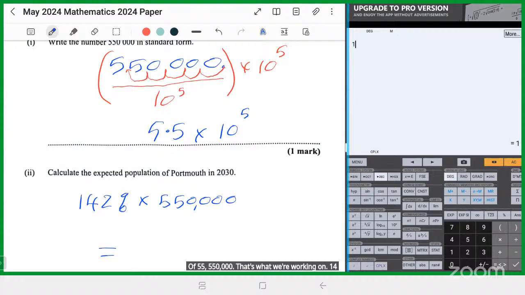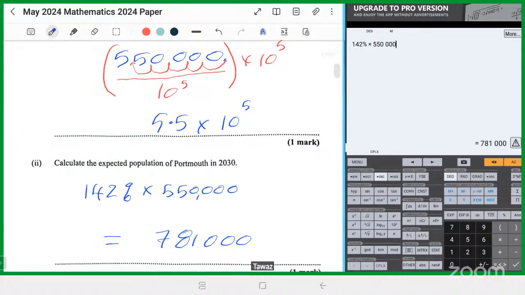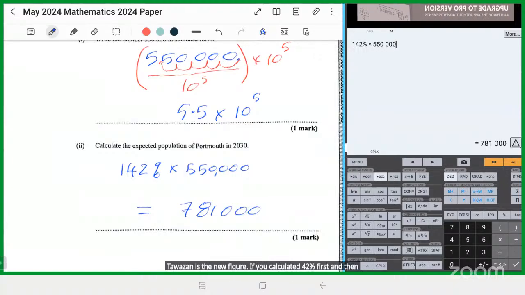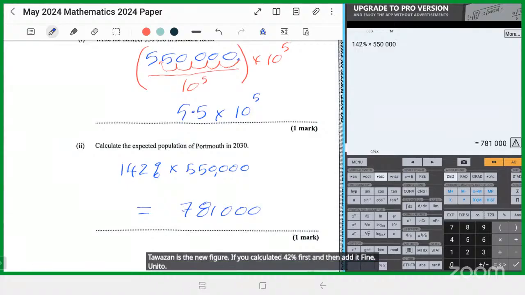142% times 550,000. So that is 781,000 is the new figure. If you calculated the 42% first and then added it, fine. But we need to be efficient with these percentage questions. All right, but it goes so far.